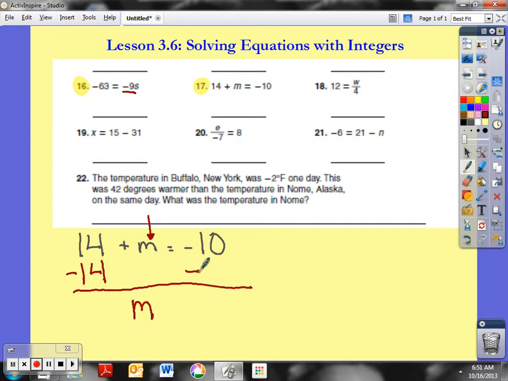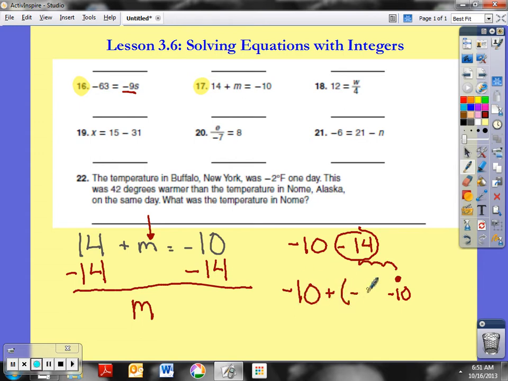Now I need to subtract 14 from here. Now I'm going to rewrite this horizontally. I don't like to do it vertically, especially with integers. So I'm going to go negative 10 minus 14. If I am envisioning this on a number line, I am right now at negative 10. I have just become 14 smaller, so I will move to the left 14 spots. So because of that, I know I'm going to take negative 10, put that addition sign in here, and put negative 14.